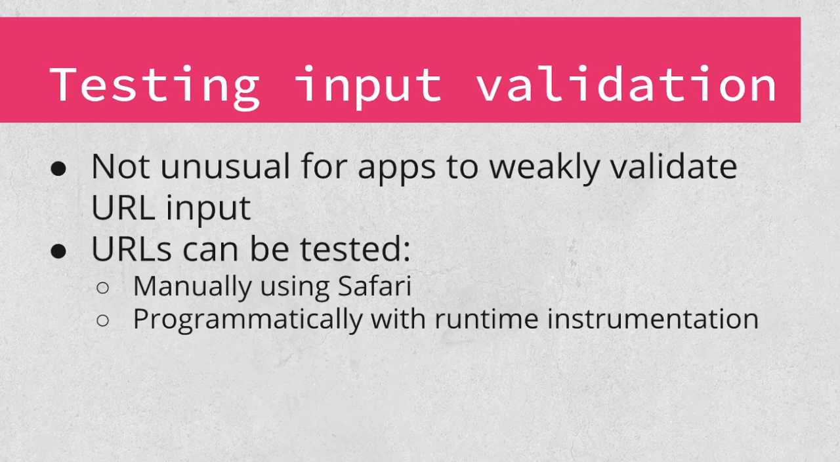It isn't unusual for the validation of URL scheme data to be an afterthought. Even if you don't know the exact format of expected URL input, you can still do some basic testing and see how the application reacts. If you have a device but it isn't jailbroken, you can load URLs manually using Safari, just like you saw in the previous demo, and observe if the application crashes or behaves unexpectedly. On jailbroken devices, it is faster and easier to use runtime instrumentation to programmatically load URLs.